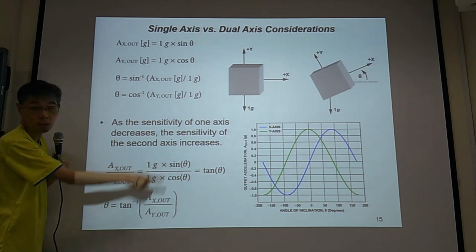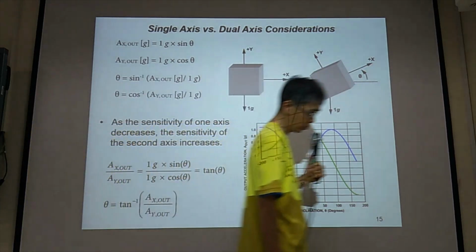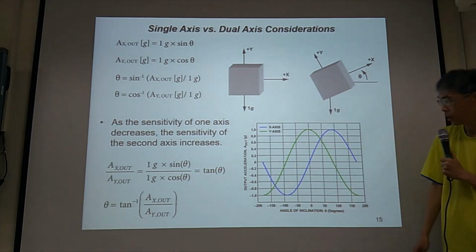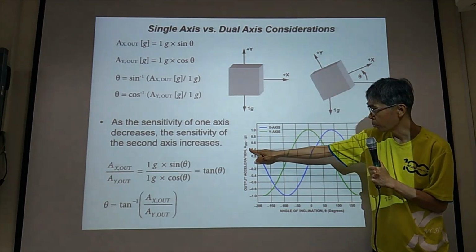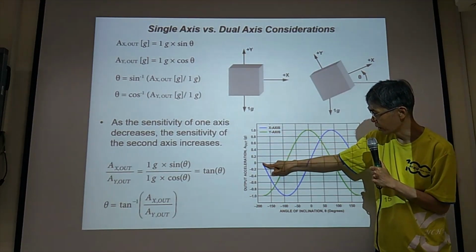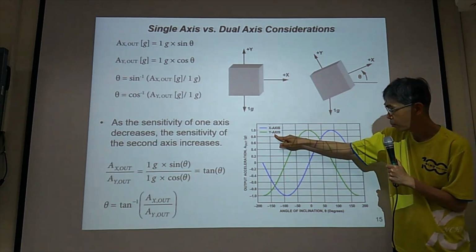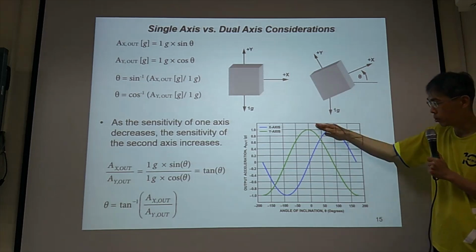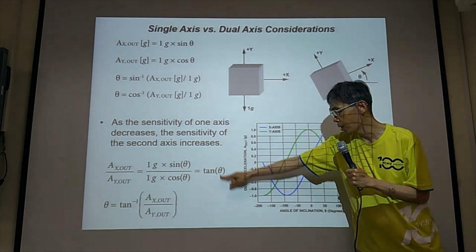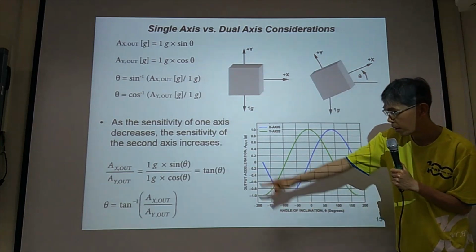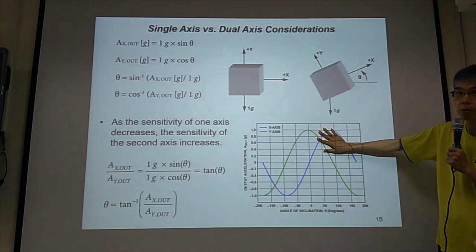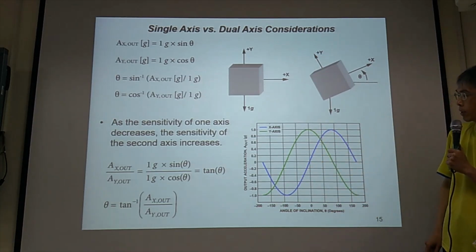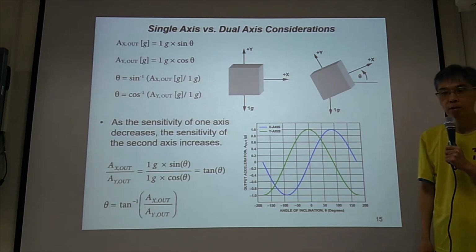So we plot the sensitivity again. The x coordinate represents angle, and the y coordinate represents the output. The x-axis output is the blue line, and the y-axis output is the green line. So we combine these two together. You can plot tangent theta, arctangent. This plot only shows you arcsine and arccosine, no arctangent, but you can plot this one by yourself.